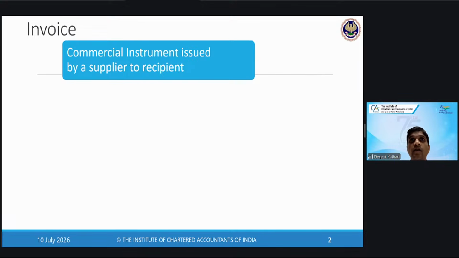A contract is not only signing a contract; an invoice also is a contract in that aspect, that whatever price the parties have agreed on is written down in that invoice. So it's a commercial instrument which is issued by the supplier to the recipient.